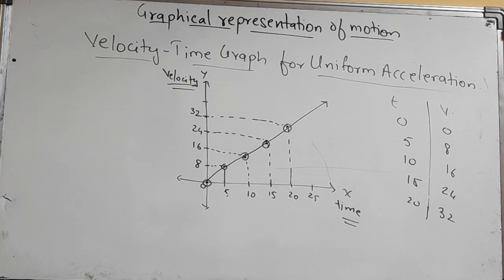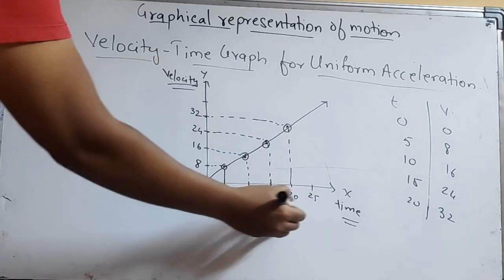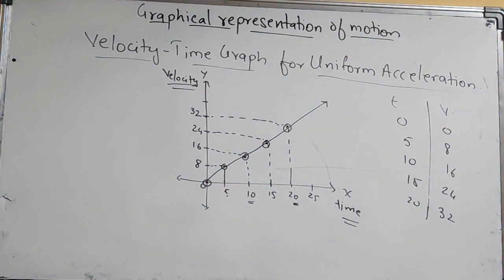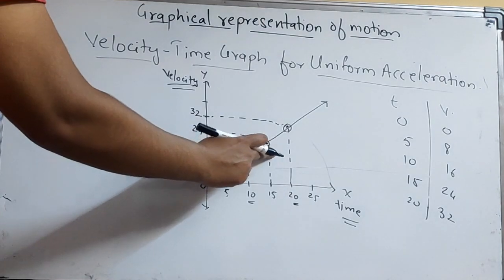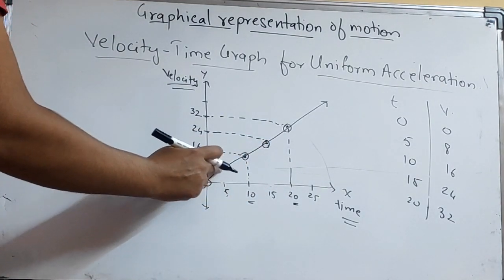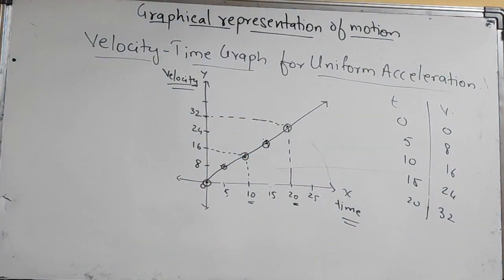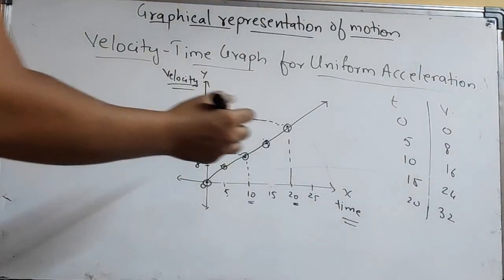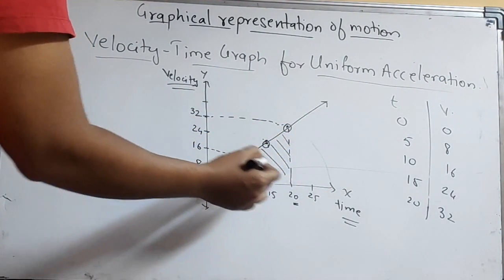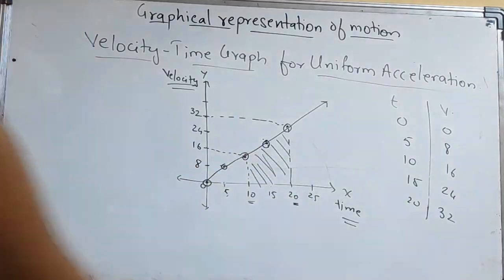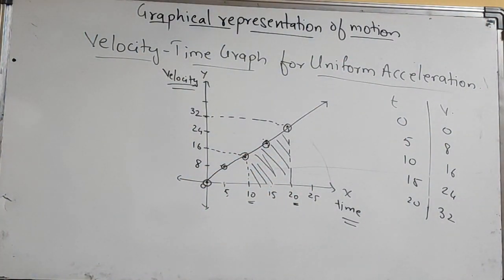Now let us consider finding the distance covered by the object between 10 seconds and 20 seconds. I'll just erase the rest of the lines so that there is no confusion. As we know from the previous graph, the distance covered by the object between the two time periods is given by the area of the quadrilateral below the graph. The quadrilateral over here is a trapezium.